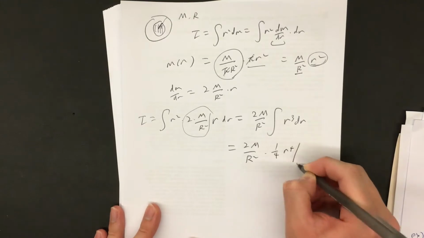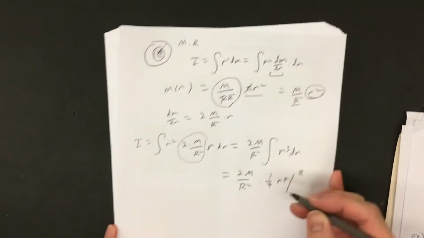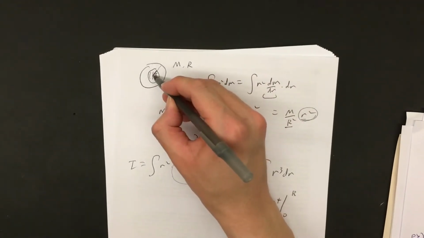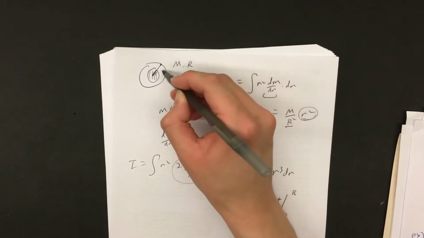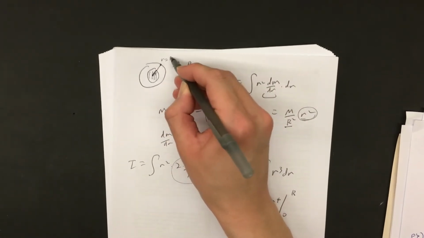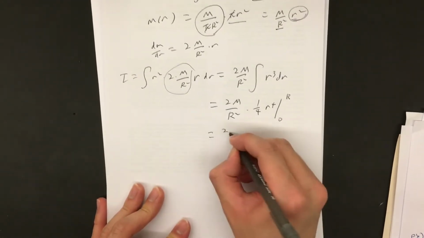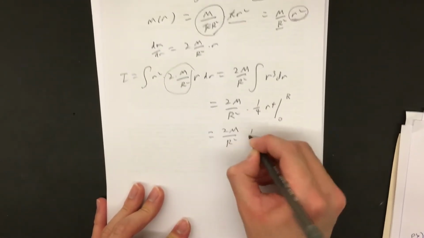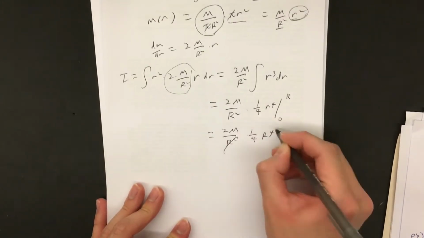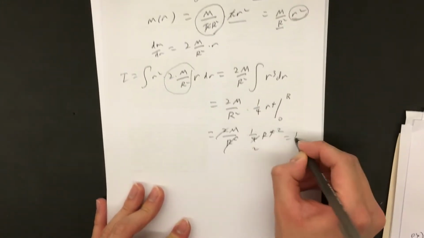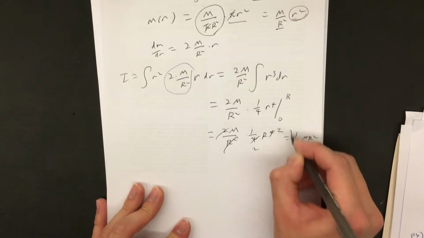And the bounds of this integral are going to be 0 to big R, because we start at the center all the way up to the end with radius equal to big R. Evaluating this integral, it is 2M over R squared times 1/4 R to the fourth, which equals 1/2 MR squared.